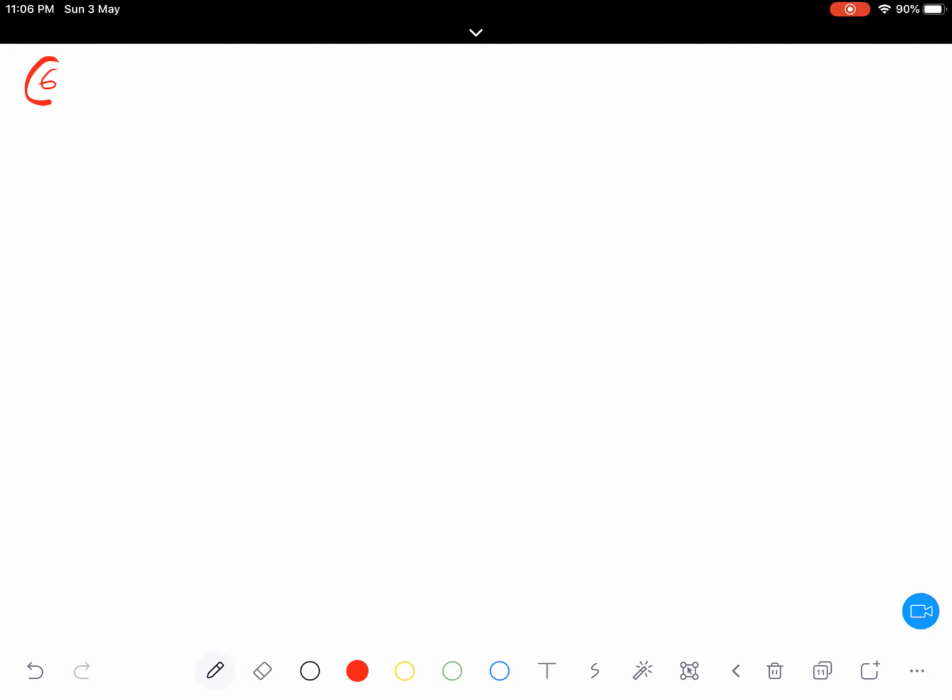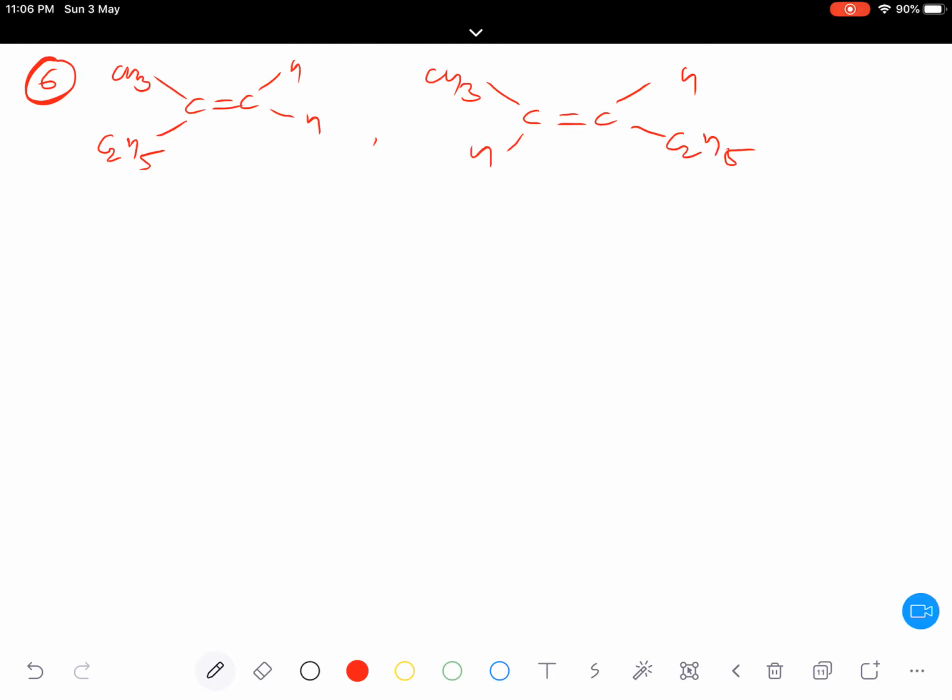Next, question number 6: CH3 bond C double bond C, H, H, C2H5, then CH3 bond C double bond C bond H bond C2H5 and H. Here I can write C2H5. You have to figure out whether these two are position isomers or not, or what kind of isomers these two will be.